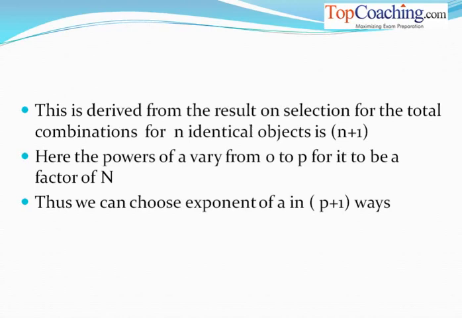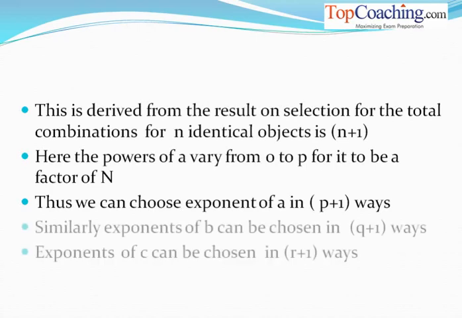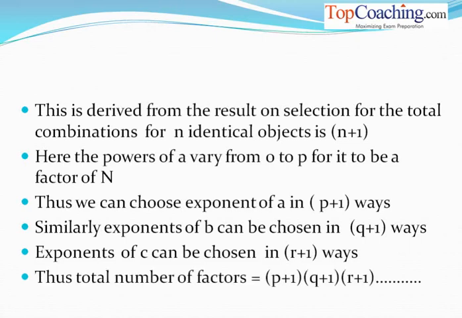So what we see is we can select any power from 0 to p, and here the identical objects could be taken as a. So we have to choose the exponent of a in p plus 1 ways. In this way the number of factors would be p plus 1 for any power of a. Similarly, the exponent of b has to be chosen in q plus 1 ways, and the exponent of c can be chosen in r plus 1 ways. Thus the total number of factors is equal to (p plus 1) into (q plus 1) into (r plus 1).